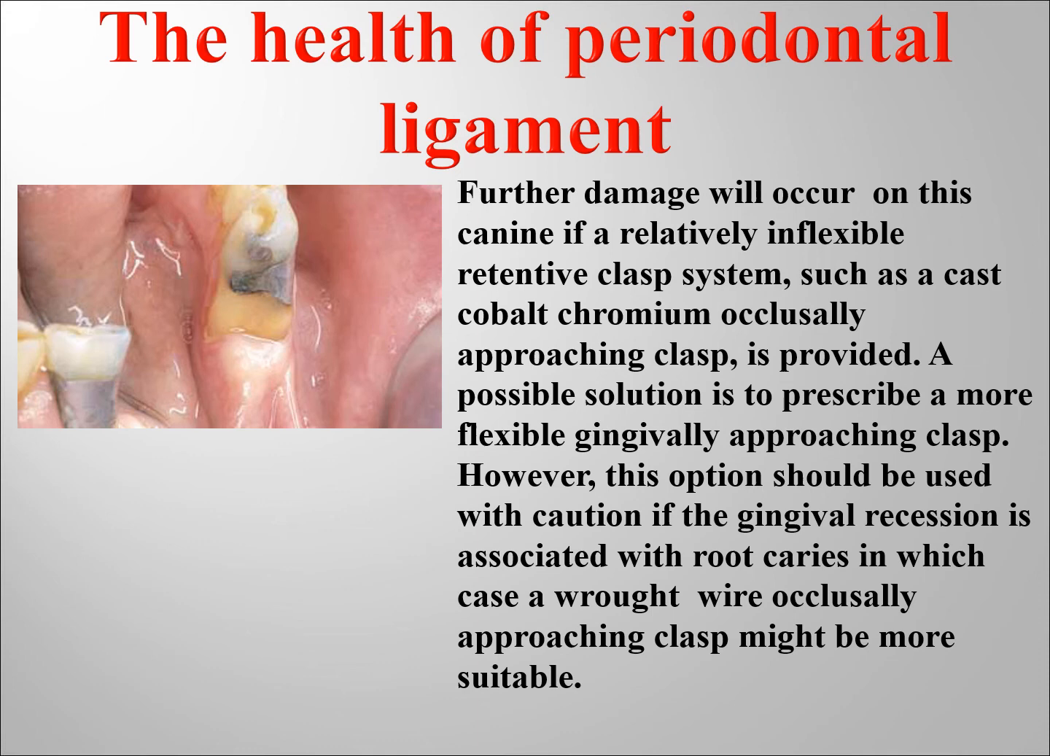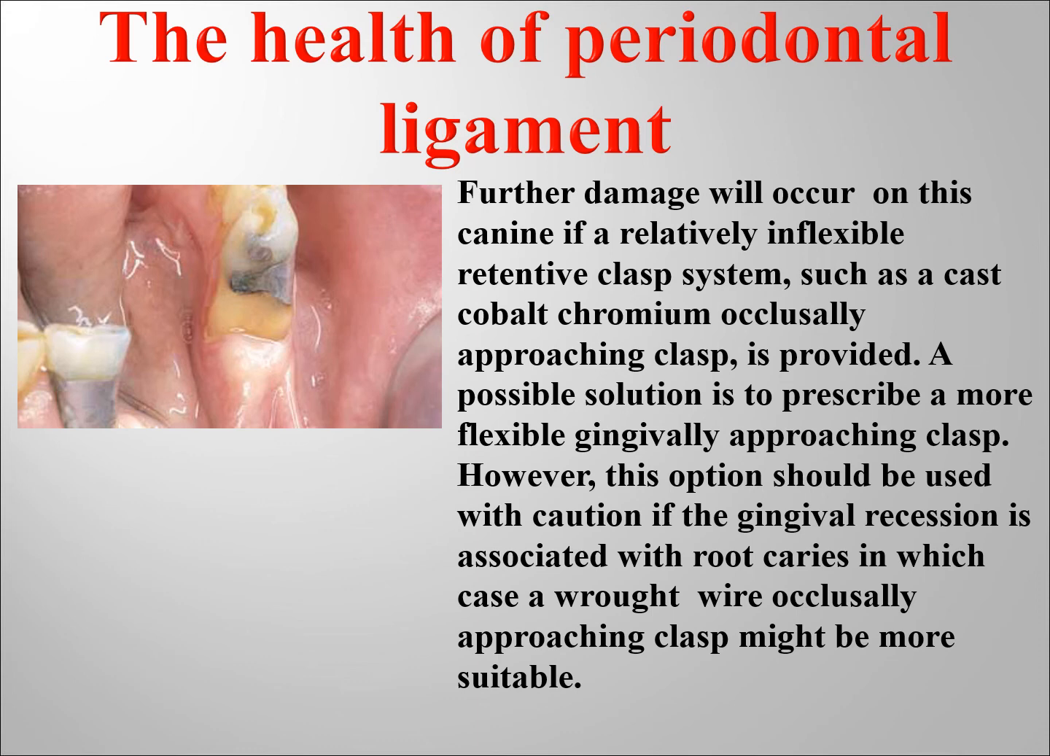Now, health of the periodontal ligament. For active periodontal disease in general, cobalt chromium partial dentures are not indicated, but there are many cases where the patient had a periodontal disease, but it was controlled, but the patient ended up with reduced periodontal support. Now, if the periodontal support is reduced, occlusally approaching clasps are too rigid, especially if made in cast cobalt chromium.